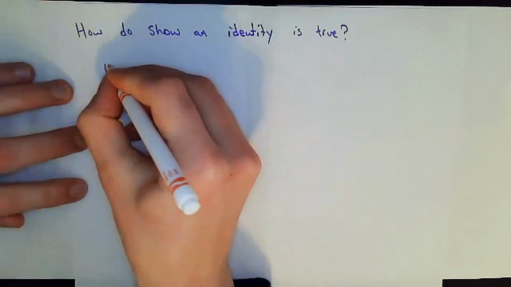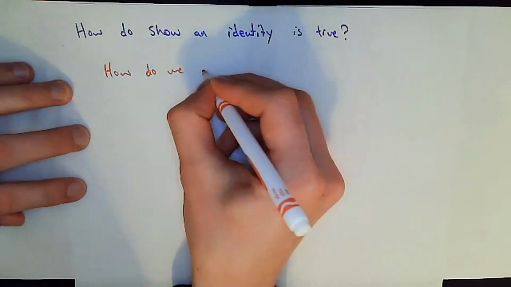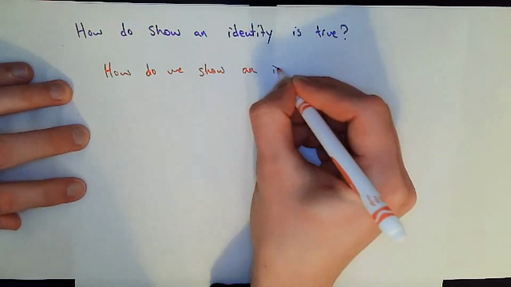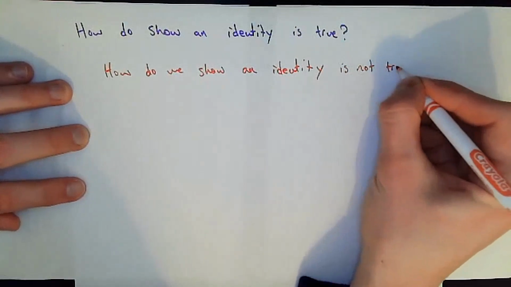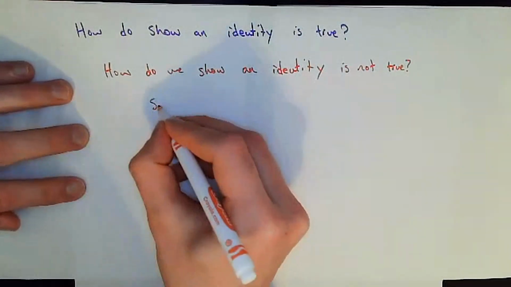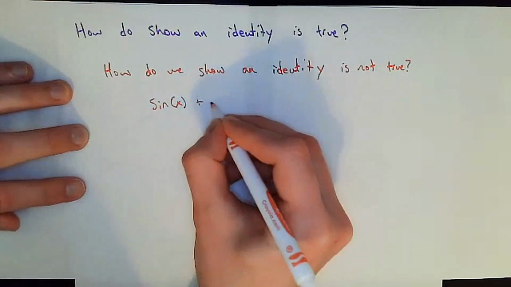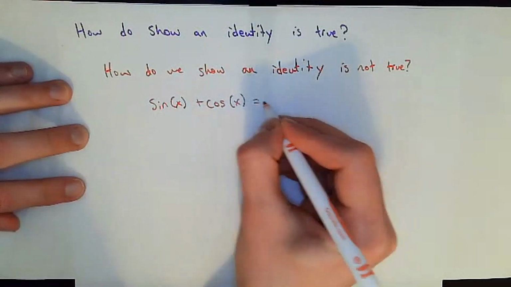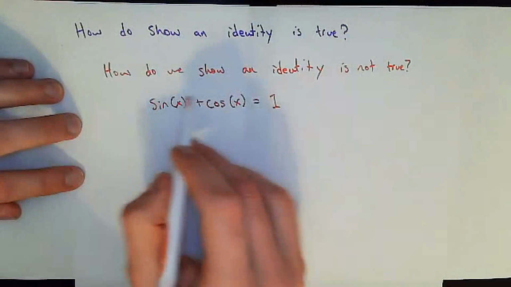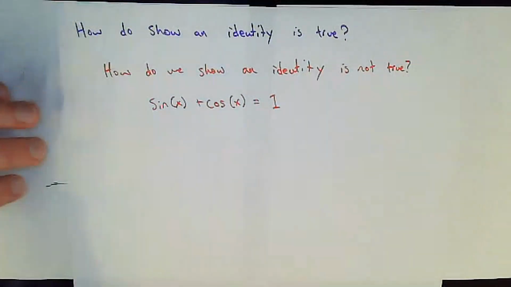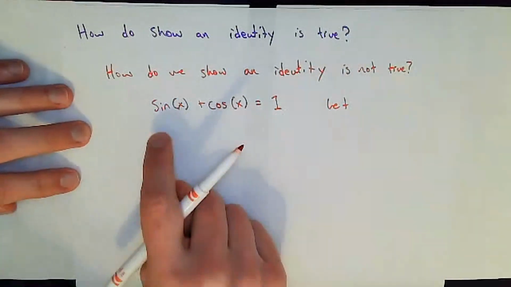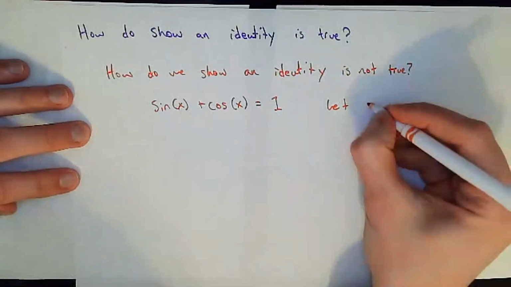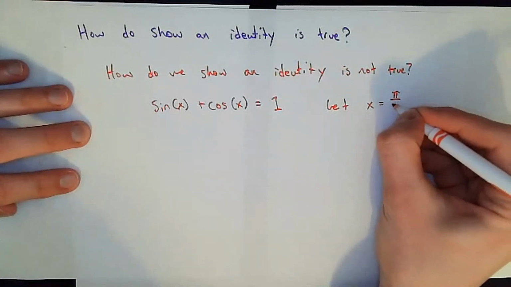Because this will be a much faster discussion. How do we show an identity is not true? Well, consider some identity, sine of x plus cosine of x is equal to 1. Now, this is not an identity, right? I'm about to show that it's not true. All I have to do is find some values that will mess this up, because if it's an identity, it's supposed to be true for all x. So let me pick x equals pi on 4.